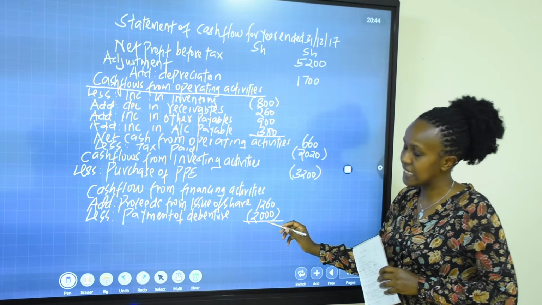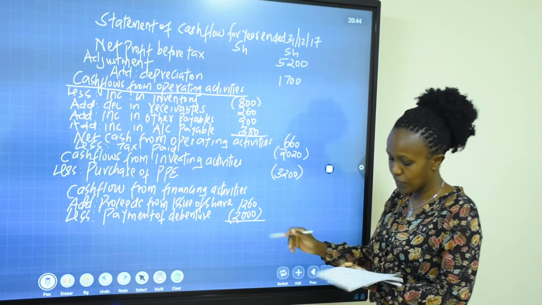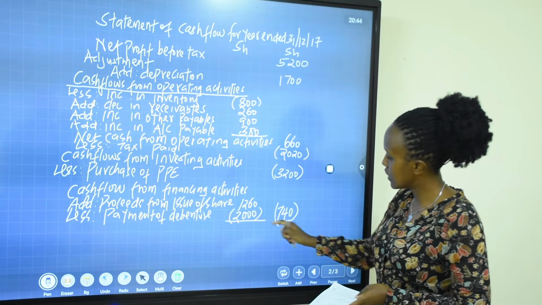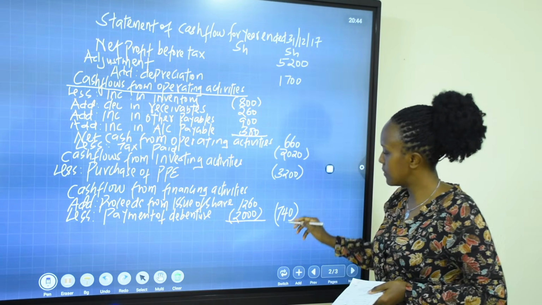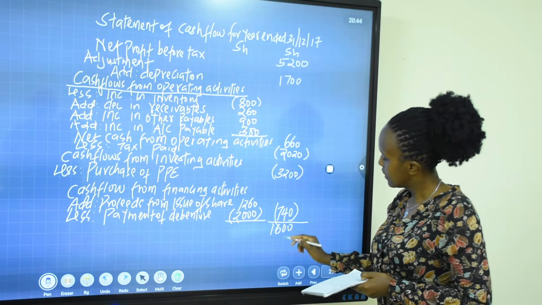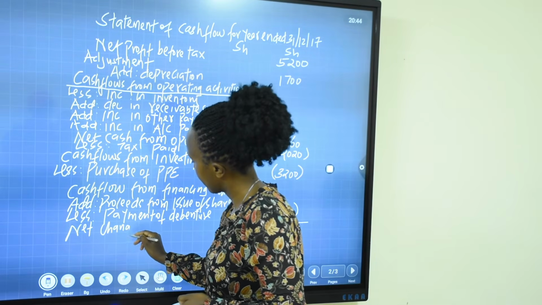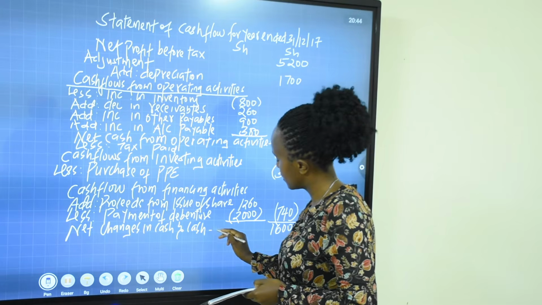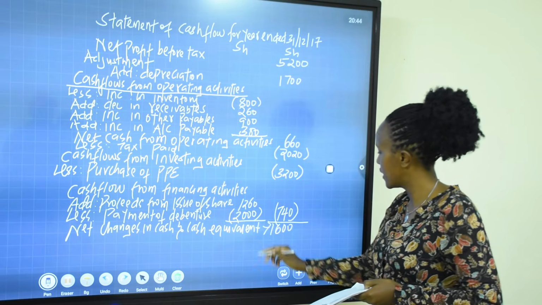And the net cash from financing activity is the sum of the two. The net cash from financing activity is going to be a negative of 740 because the outflow is more than the inflow. So when you add this column, the external column, whatever answer you get here is going to be 1,600. This is the net changes in cash and cash equivalent.